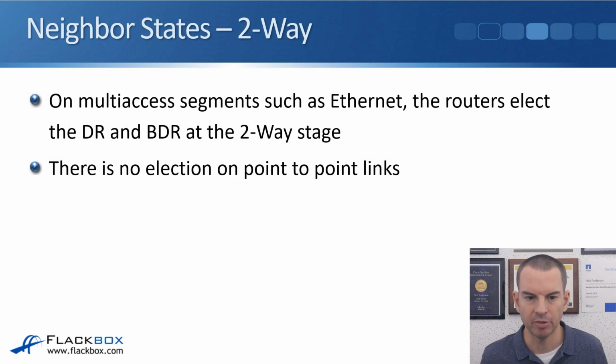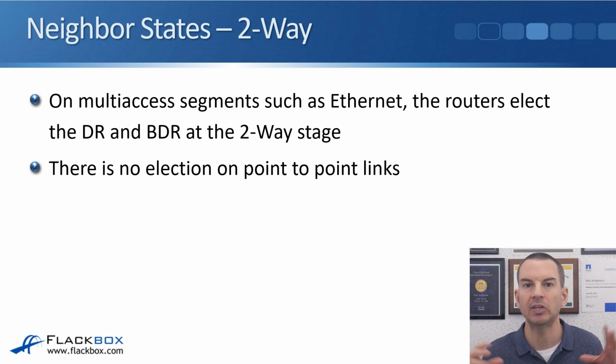Okay, when this happens, on multi-access segments such as Ethernet, the routers elect the DR and BDR at the two-way stage. If you remember the stages from the last lecture, when the routers have not discovered each other yet, the OSPF state is down. They then send hellos, and when they discover each other through the hello messages, they move to the two-way stage. At the two-way stage, they have not started exchanging any routing information yet. They then move through the exchange, the loading, and the full states.